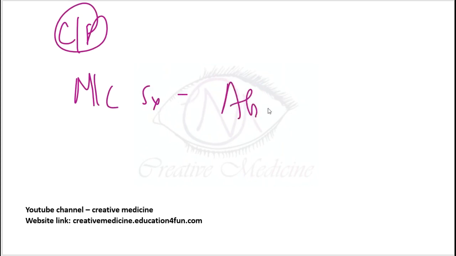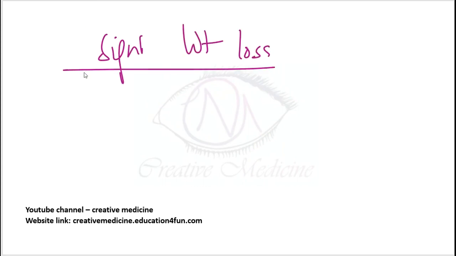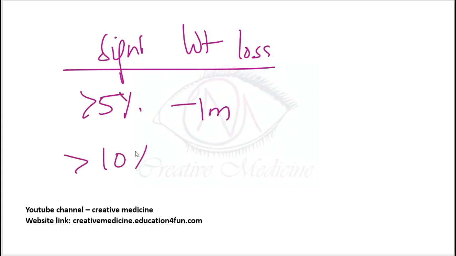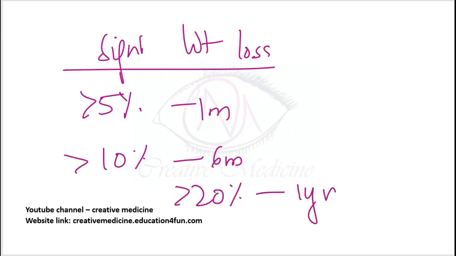Then the next important thing is the clinical features. The most common symptom is abdominal pain, followed by weakness and weight loss. And when do you call it significant weight loss? If weight loss of more than 5% is present for 1 month, or more than 10% for 6 months, or more than 20% for 1 year, then we call it significant weight loss.